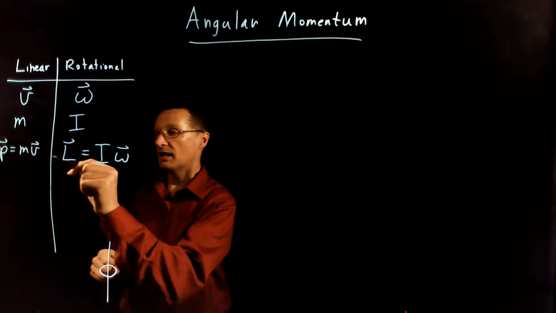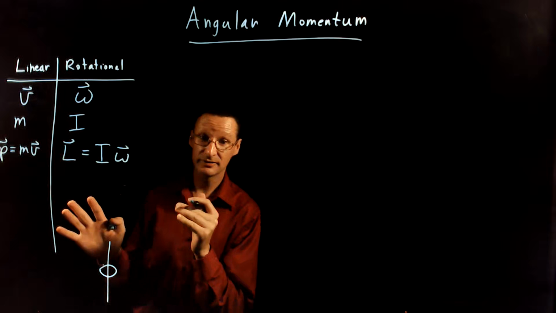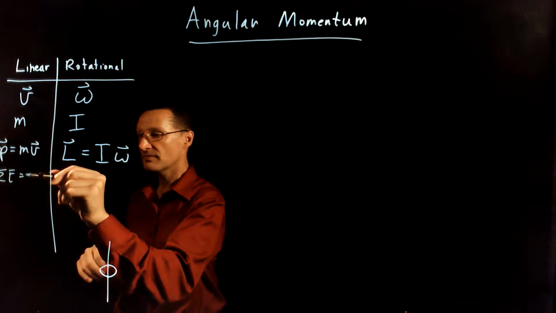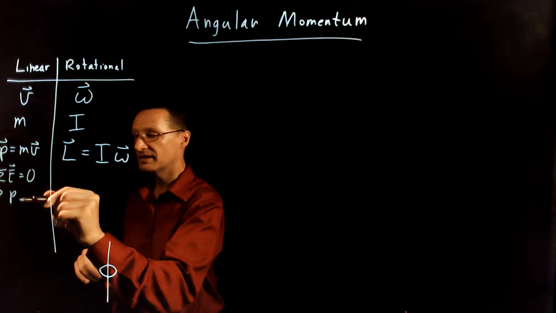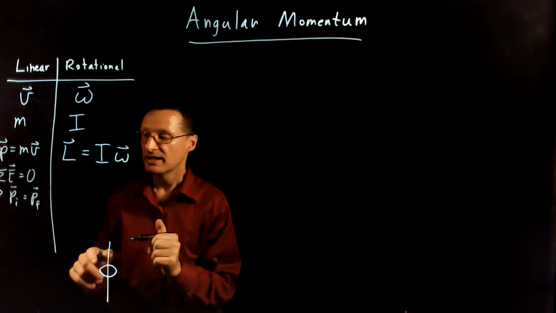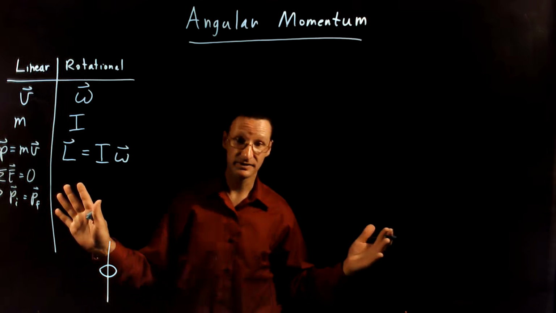Okay. Remember that we cared about regular momentum because there was a conservation law. That is, if the external force is 0, then this implies that momentum is conserved, right? Momentum is constant. In other words, momentum is constant when there's no external forces.